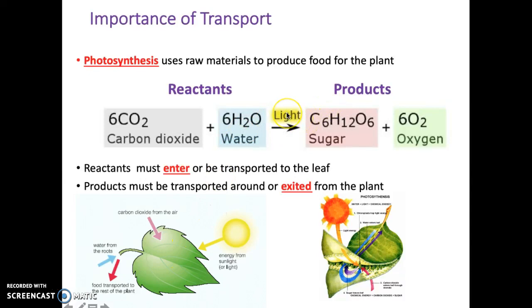So what are they going to produce? They're going to produce glucose, which is a form of energy that they can store for later use, and they're going to produce oxygen gas. So some of these reactants must enter or be transported to the leaf, like I just mentioned, and the products must also be transported around or exited from the plant.